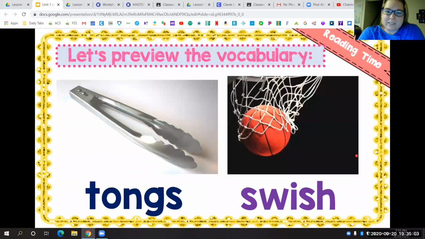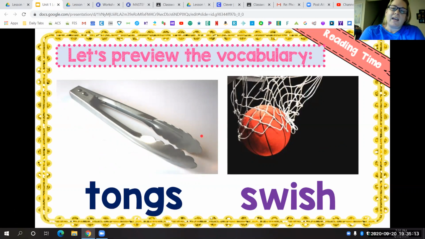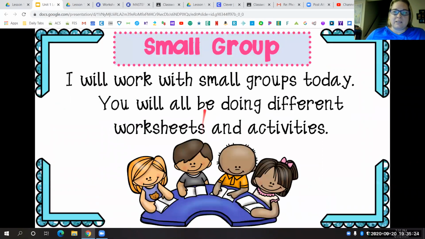Before we get started, let's go over our vocabulary. We learned the word tongs are like something that your family will use in the kitchen to pick things up. And the word swish, like the sound that a basketball makes when it goes through the hoop without touching the rim, just swish. All right, so we're going to skip this part.